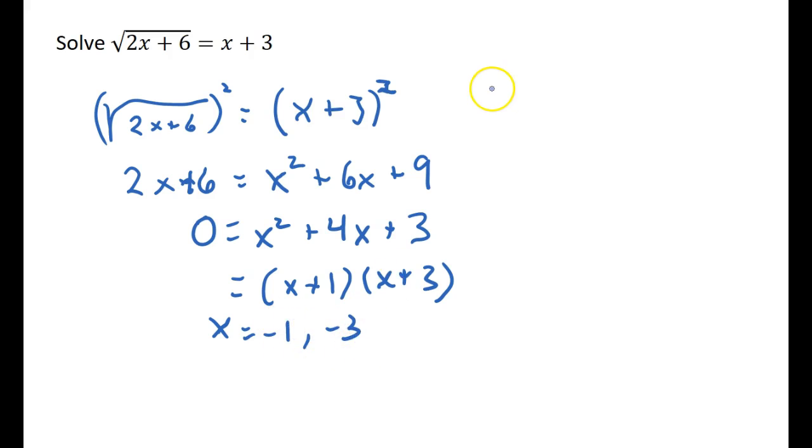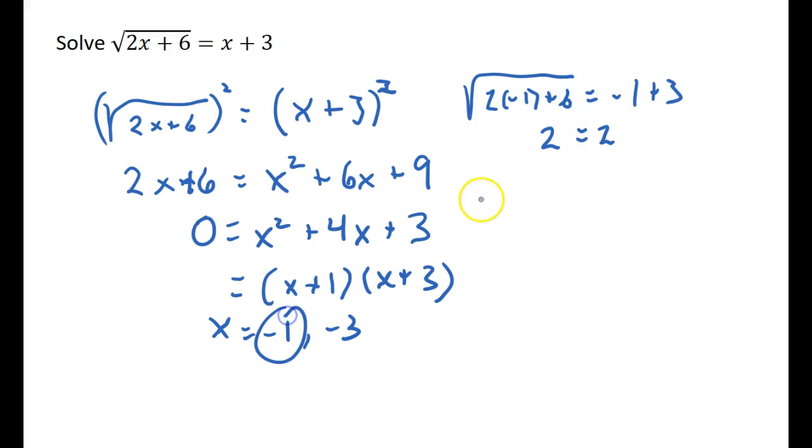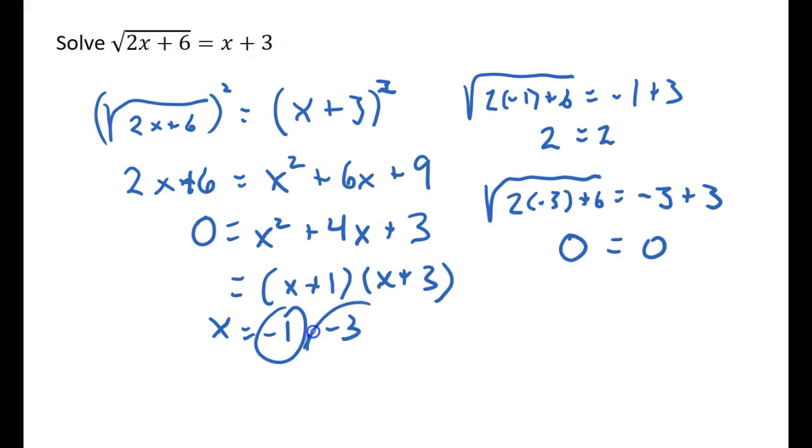All right, let's test them. Is the square root of 2 times negative 1 plus 6 equal to negative 1 plus 3? Negative 2 plus 6 is 4. The square root of that is 2. Negative 1 plus 3 is 2, yes, so that works. We'll use it. Now, is the square root of 2 times negative 3 plus 6 equal to negative 3 plus 3? So I get negative 6 plus 6, which is 0. The square root of 0 is 0. So we'll take both these answers.